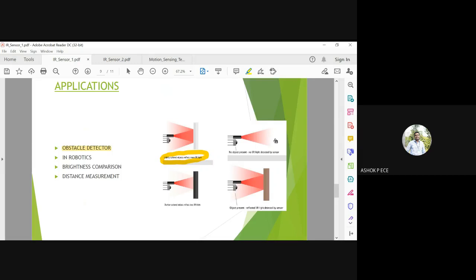So when there is no obstacle, the photodiode will not be active because no light is detected by the photodiode, right? When no object is present around the infrared sensor, the rays are traveling and they are not coming back, right? So in that case, no IR light is detected by the infrared sensor. And dark colored objects reflect less IR light.